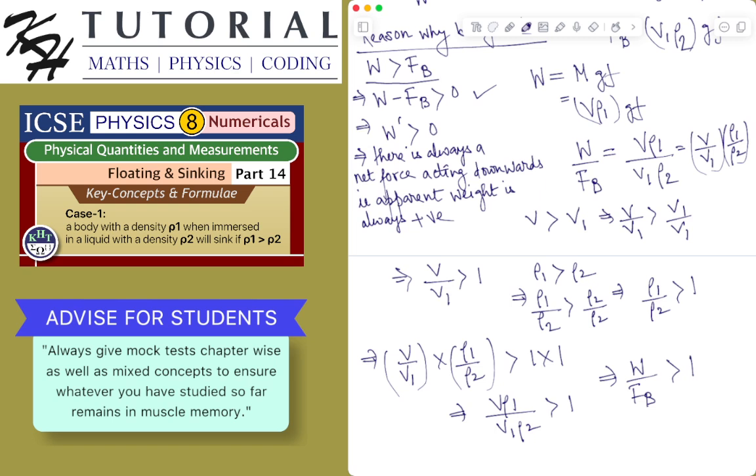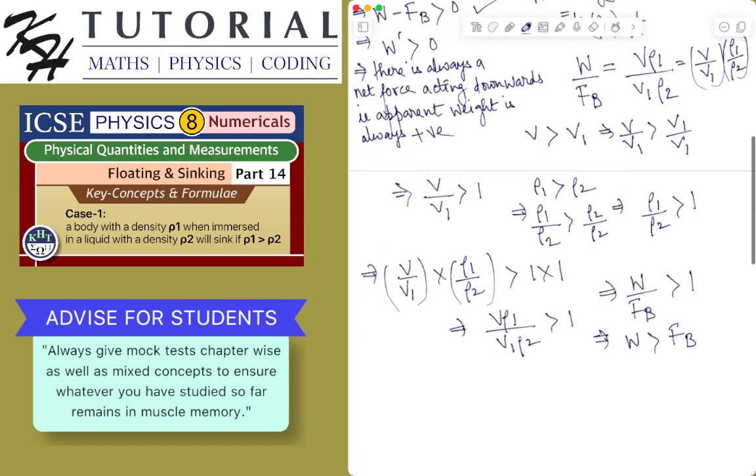Now remember, we got this when V1 is less than V, that is, the body's part is immersed. So irrespective of whatever the value of V1 is, as long as V1 is less than V, we saw that W is greater than FB. So we got the condition that W is greater than FB, which means that the body will sink.